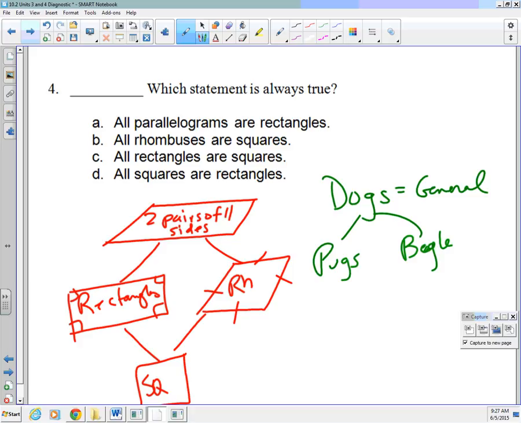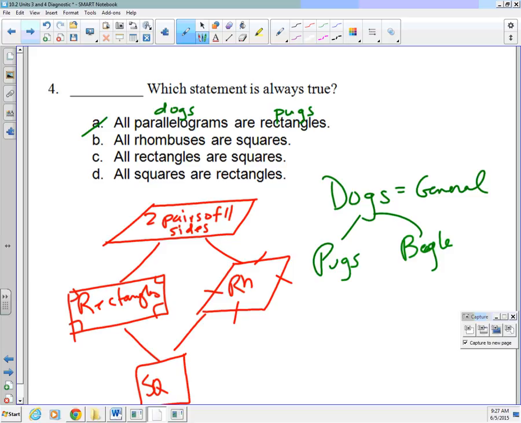All parallelograms are rectangles. Parallelograms are like dogs. They're the most general. So are all dogs pugs? And the answer is no. All dogs are not pugs. Some dogs are schnauzers, and some dogs are beagles, and some dogs are golden retrievers. So if you use this analogy, it can actually help you.